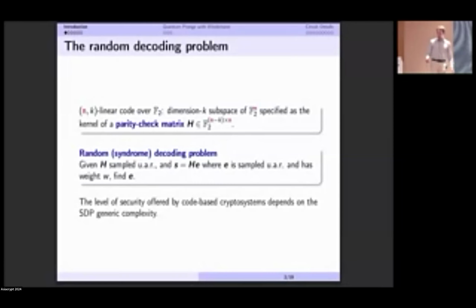And we are studying the problem of decoding a syndrome. So we sample an error vector, which has a small number of ones, small Hamming weight, and we get the syndrome, which is H times e. And the goal is to find e. Basically, and this will be most of the code-based crypto that we'll see in this talk, the security level of code-based cryptosystems depends on the generic complexity of this syndrome decoding problem.